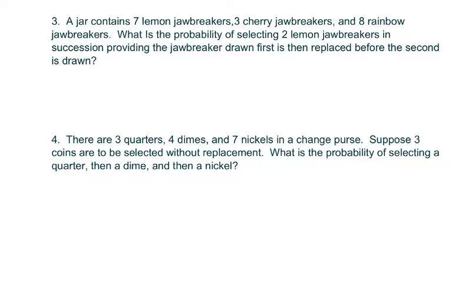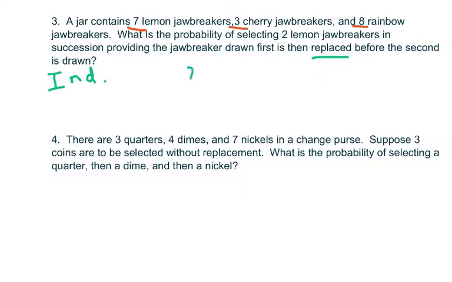Okay? And we have just a couple more. In this case, we have the 7, the 3. I really don't care what they are. They're jawbreakers. So we have lemon, cherry, and rainbow. We want to select 2 lemon. So 2 lemon, that would be 7 out of 18, I guess. And we're going to select 1 at a time, so we're going to replace it. That means it's going to be independent. Means my denominators stay the same.